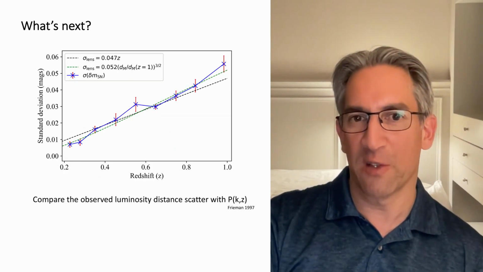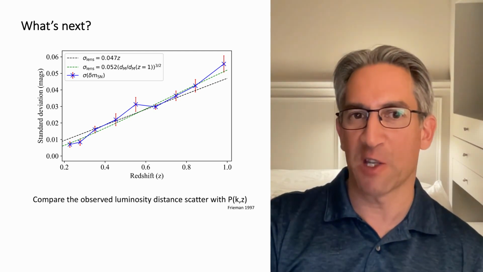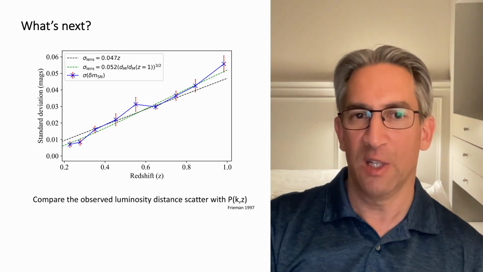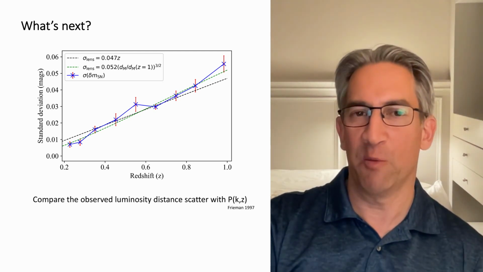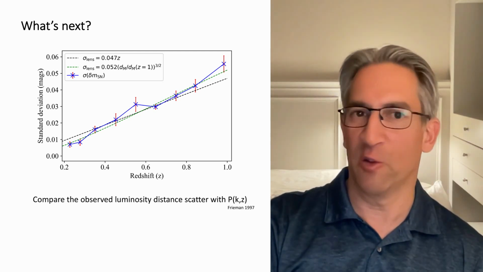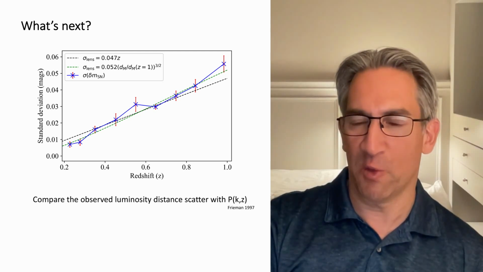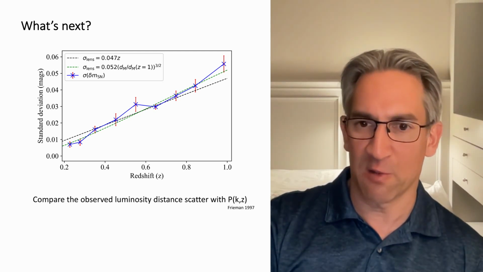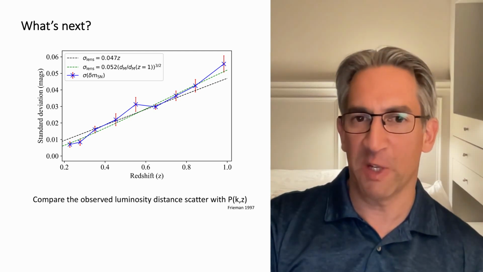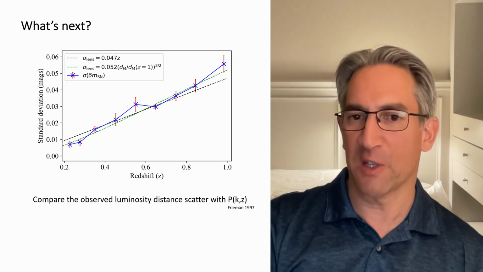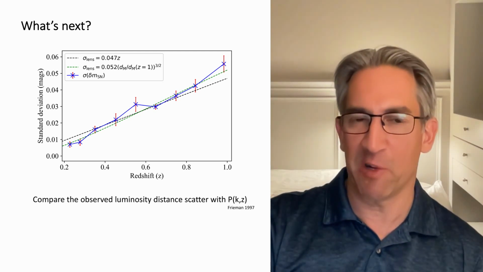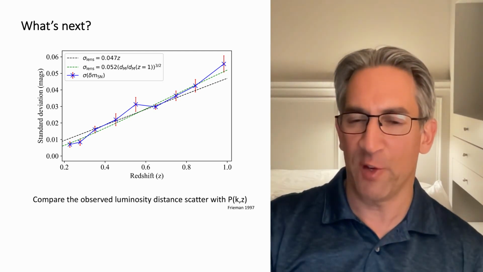Okay, so what's next? Well, one of the things that we can do is look across our sample and see how variable our lensing estimator is. And this is what the y-axis is plotting. So when we look at that as a function of redshift in bins, we see that at redshift 1, the scatter that we observe from lensing is about 0.05, or in other words, 5% in brightness terms. Now, we have a theory prediction for what this scatter should be, and that's an integral over the matter power spectrum. So we can compare the luminosity distance scatter that we observe from our calibrated estimator in our data with the theory prediction.